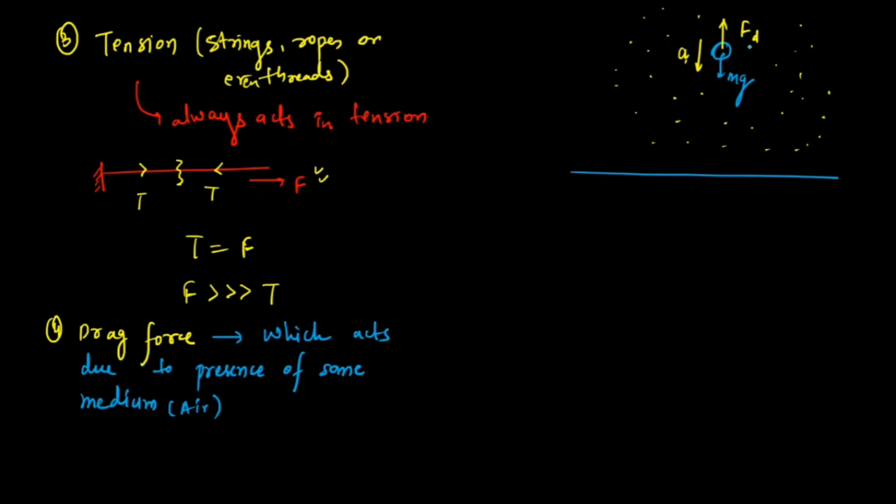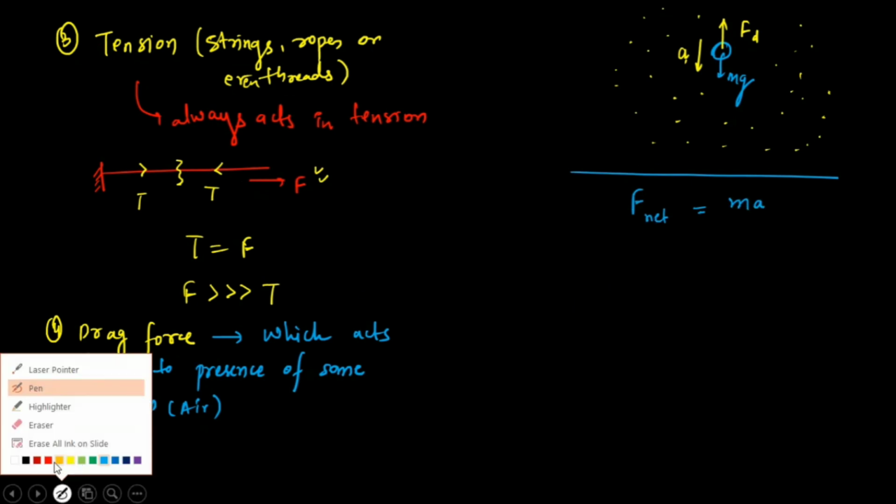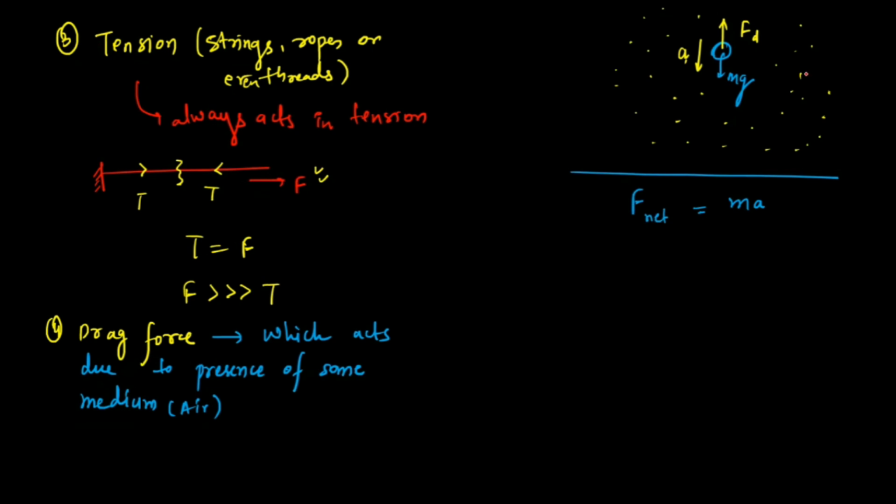So how are we supposed to find out this drag force? That is what we have to understand once again. As we know, according to Newton's second law of motion, the net force acting on an object is directly proportional to the rate of change of linear momentum, or the product of mass and acceleration. So here we can find out the net force. Now this can tell me in which direction this object is going, downward or upward.